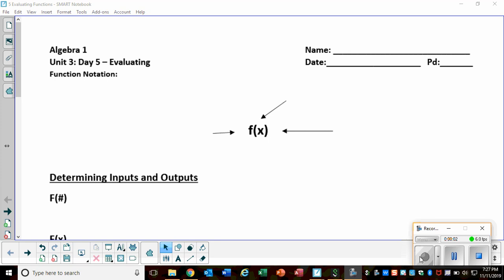Hi everyone, welcome to day 5 of Unit 3. Today we're going to be talking about evaluating functions. Let's first remind ourselves about function notation.